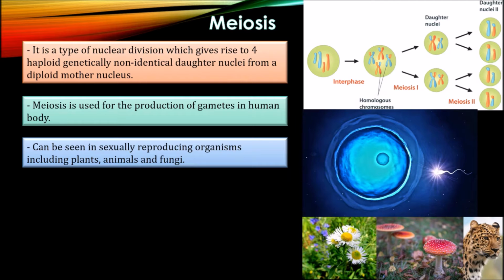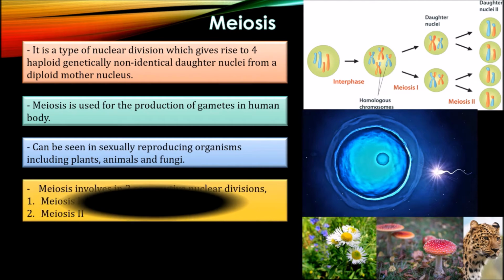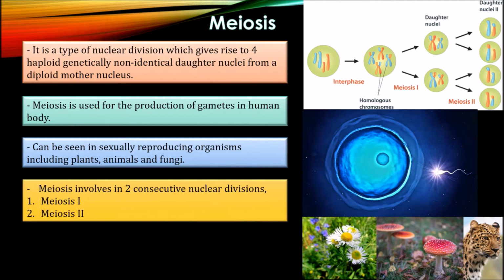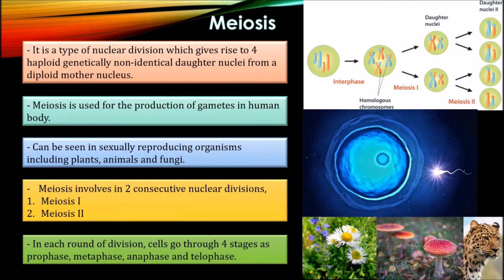Meiosis involves two consecutive nuclear divisions, Meiosis One and Meiosis Two. Homolog pairs separate during Meiosis One and sister chromatids separate during Meiosis Two. In each round of division, cells go through four stages: prophase, metaphase, anaphase and telophase.